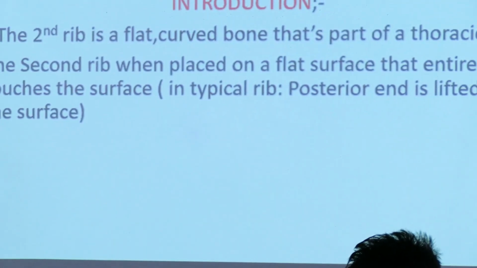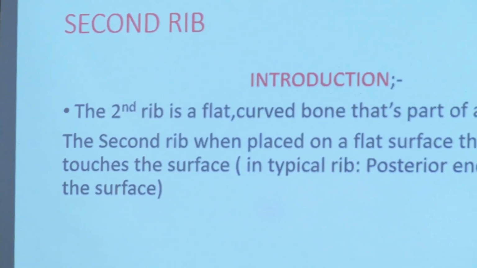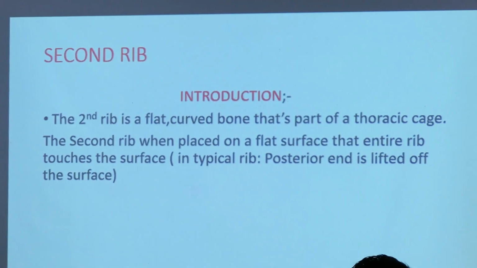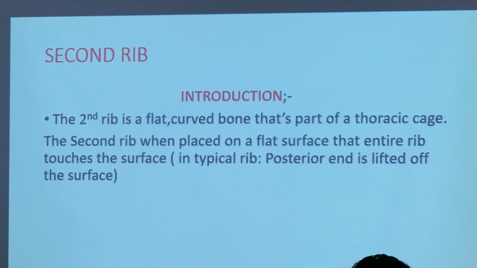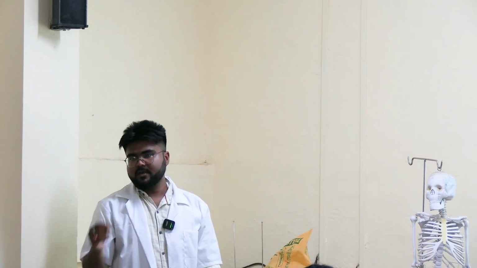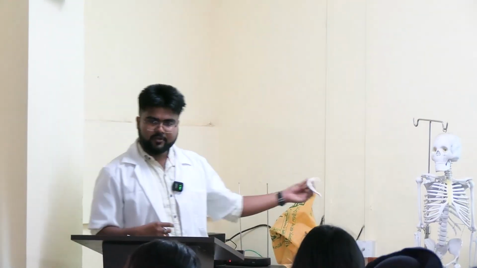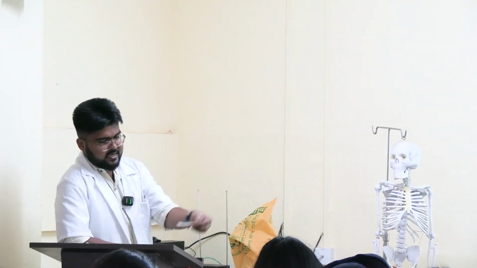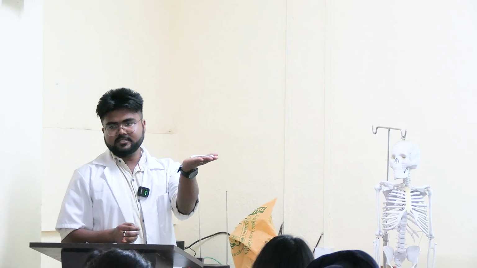So here see, if you want you can write it down also. The second rib is flat, and the size of the second rib is twice, meaning by length it is twice that of your first rib. You see the first rib is quite thicker and the second rib is thinner, so the second rib is thin as compared to your first rib, and the length is twice as compared to your first rib. They are highly curved. See, when the second rib is placed on a flat surface, the entire rib touches the surface.